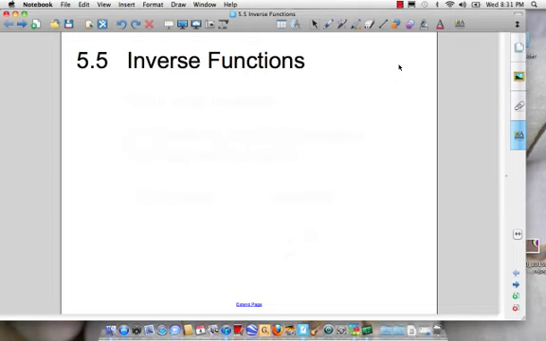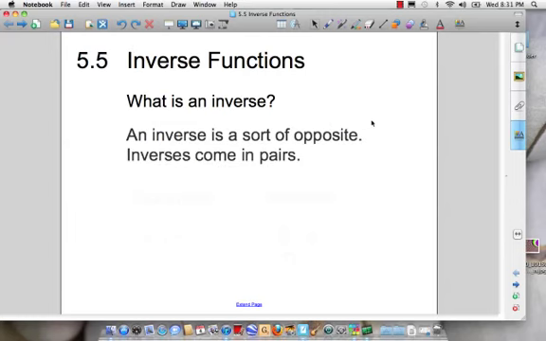This lesson covers inverse functions. We've looked at inverses before, so the first question I have for you is, what is an inverse? If you think about it, you probably have some idea already of what that means. One way of describing an inverse, it's a sort of opposite. And remember that inverses always come in pairs.